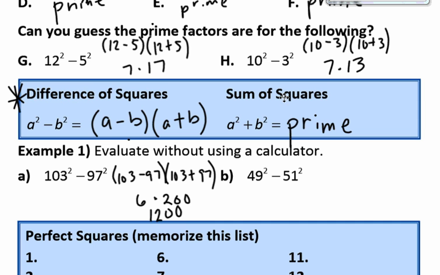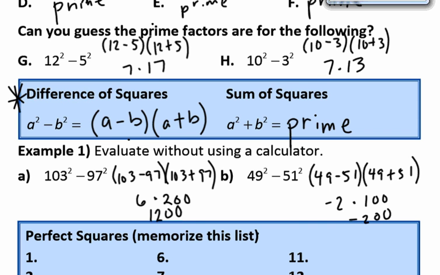Okay, so I want you to pause the video and do B on your own. Okay, so if I find my two factors, again, this is a difference of two squares, so I can apply this rule. So that's 49 minus 51 times 49 plus 51. 49 minus 51 is negative, and that's fine. It can be a negative. 2 times 100 is negative 200.